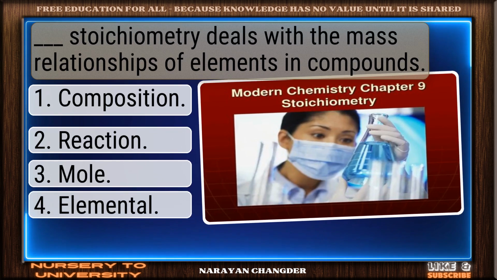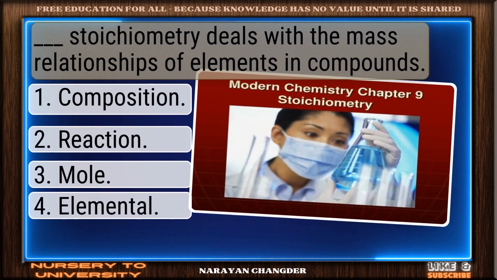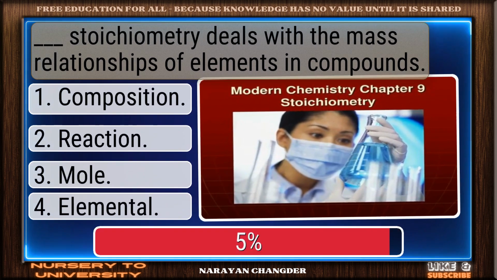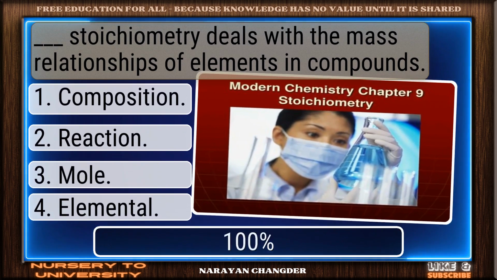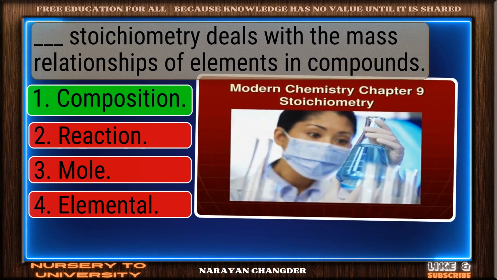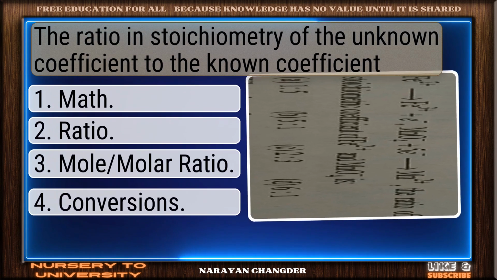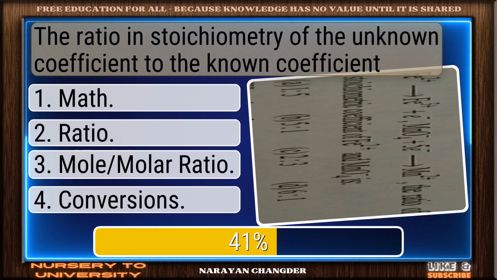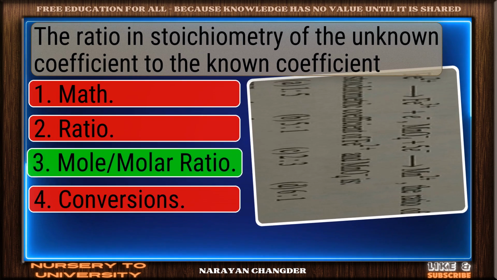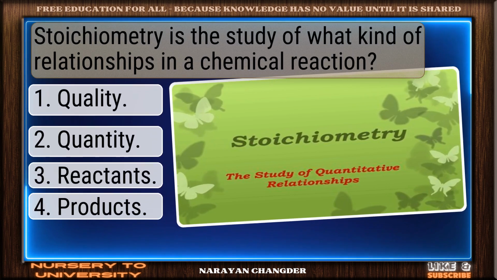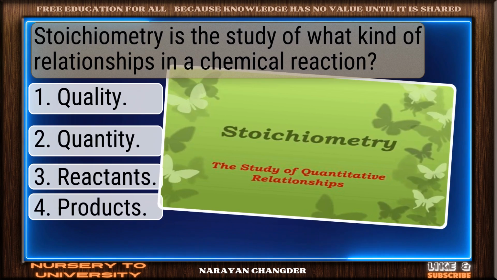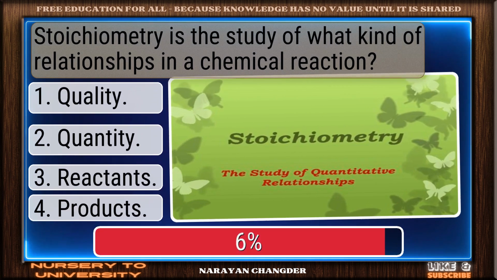Exactly. Dash stoichiometry deals with the mass relationships of elements in compounds. Clear and correct, composition. The ratio in stoichiometry of the unknown coefficient to the known coefficient. Great job, mole-to-molar ratio! Stoichiometry is the study of what kind of relationships in a chemical reaction?